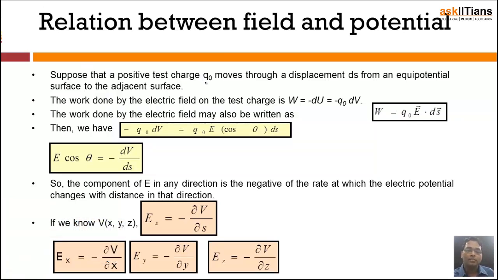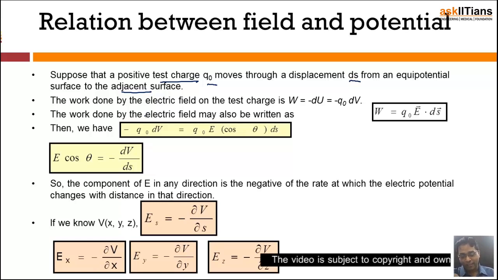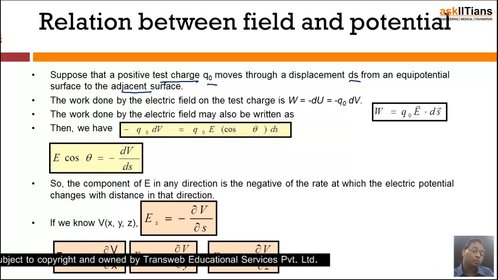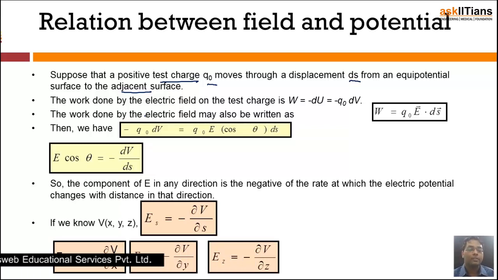Let's try to understand. Supposing you have a positive test charge Q naught, which is moving by a displacement ds from an equipotential surface to any other adjacent surface. Therefore the potential difference is there. In this case, since it is along the same line of electric field, there is not going to be any change in electric field, but there is going to be a change in electric potential, right?